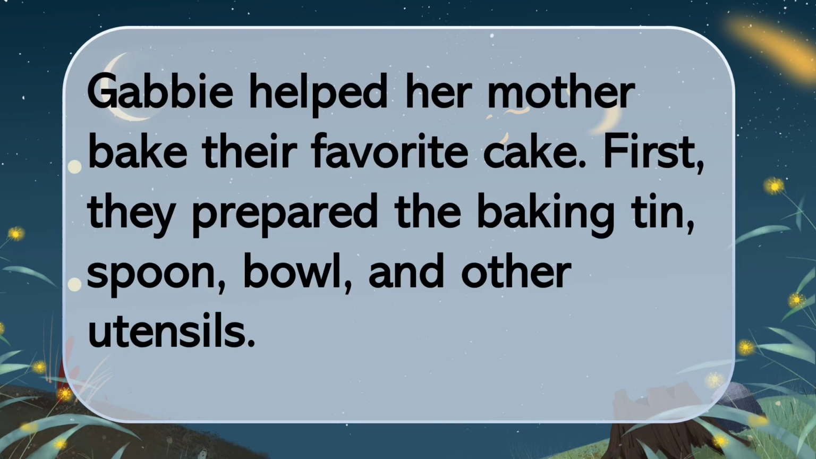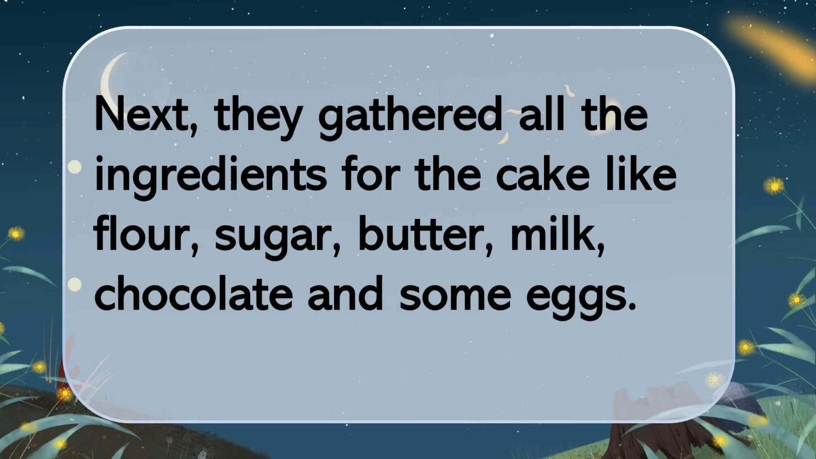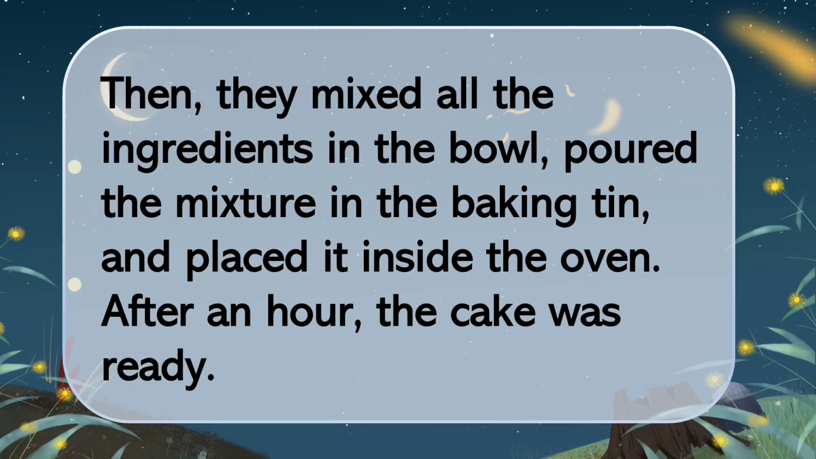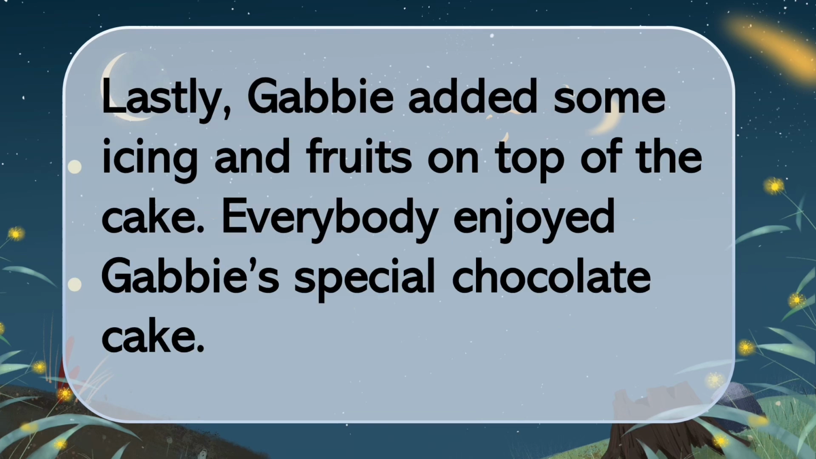Gabby helped her mother bake their favorite cake. First, they prepared the baking tin, spoon, bowl, and other utensils. Next, they gathered all the ingredients for the cake like flour, sugar, butter, milk, chocolate, and some eggs. Then, they mixed all the ingredients in the bowl. Pour the mixture in the baking tin and place it inside the oven. After an hour, the cake was ready. Lastly, Gabby added some icing and fruits on top of the cake. Everybody enjoyed Gabby's special chocolate cake.